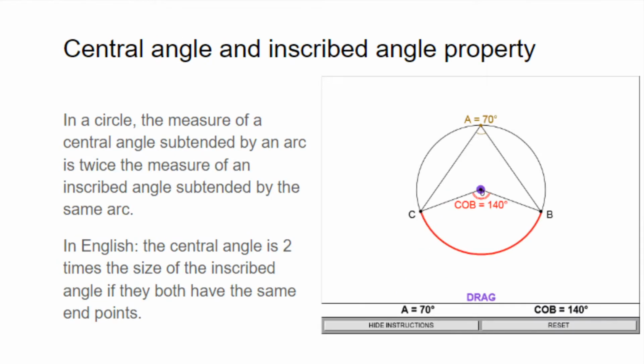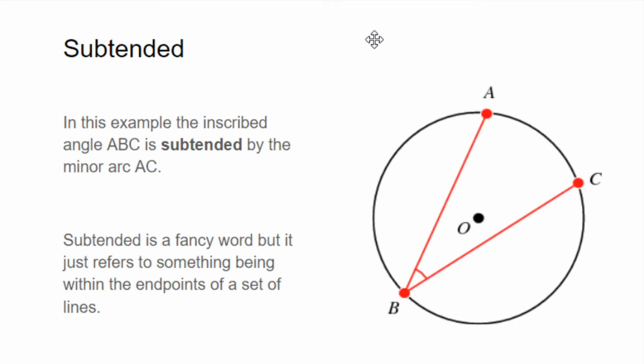Then I think this is the last one. Yeah. So subtended is our last piece of vocab. In this example, our inscribed angle ABC is subtended by the minor arc AC. Subtended is just kind of a fancy word for something being within the endpoints of a set of lines. So the angle here is subtended by this arc. It's in the endpoints of the lines that create it.